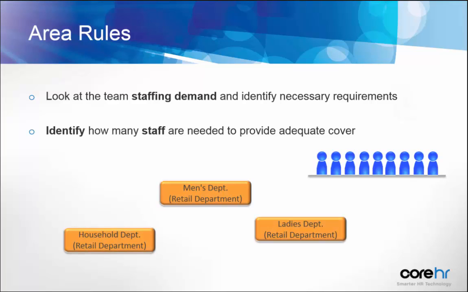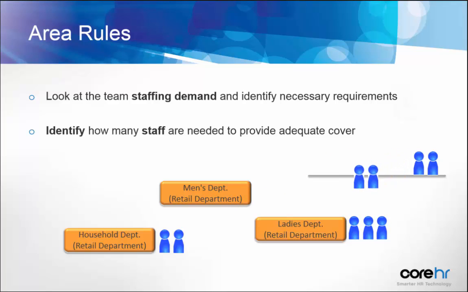If we look at this example where we have three departments, the household department, the men's and the ladies department, and we have our staff that can be rostered, the system will assign staff to each department based on the staffing demands. So the ladies department requires 3 staff members, where the men's and the household department only requires 2. Any additional staff that are surplus to a requirement will not be rostered.